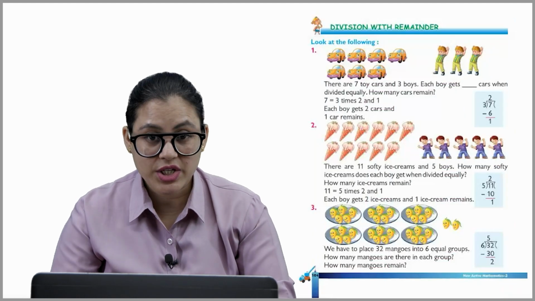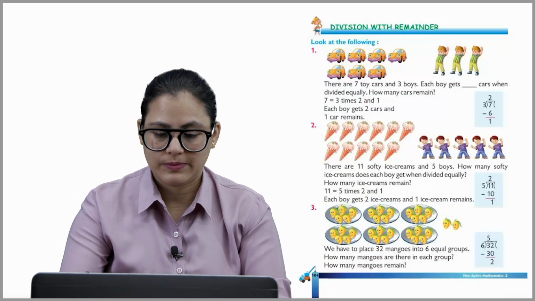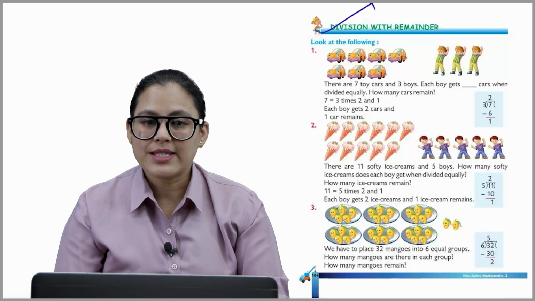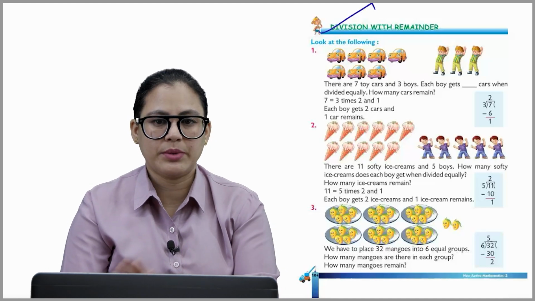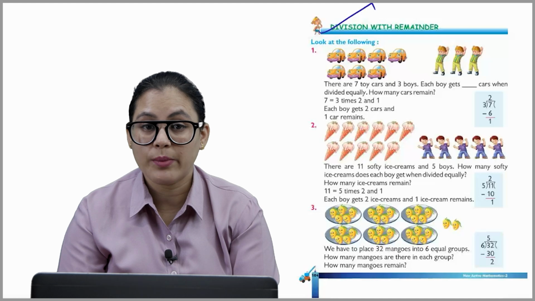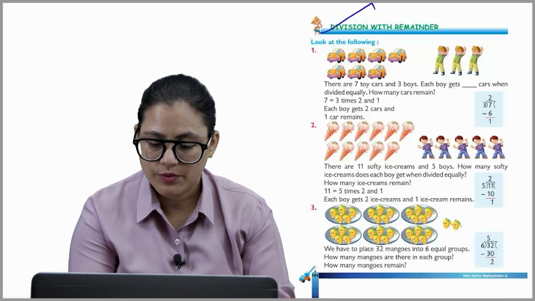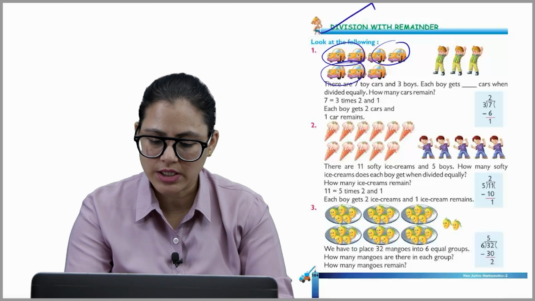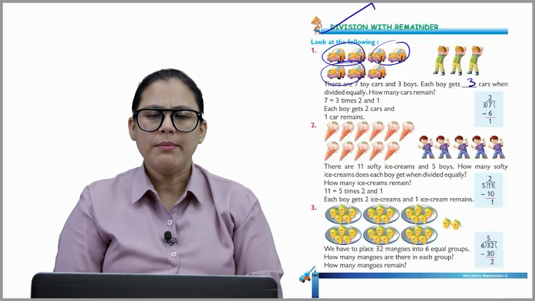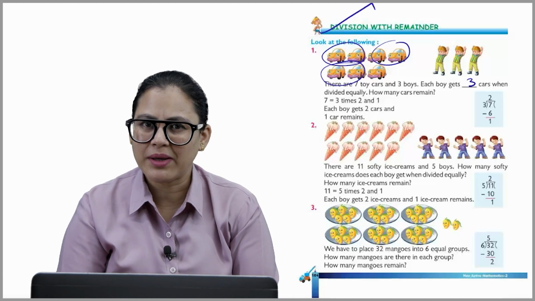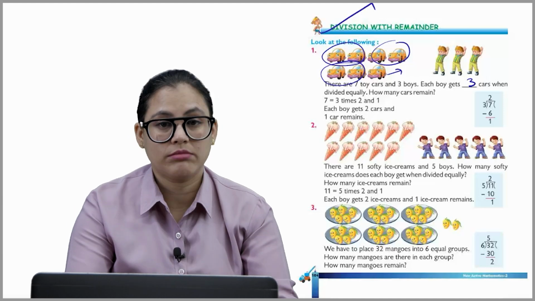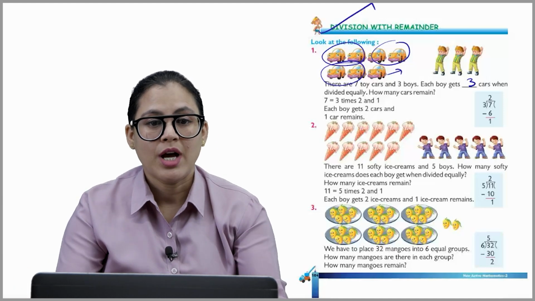Now, division with remainder. Look at the following. There are 7 toy cars and 3 boys. Each boy gets how many cars? See, 1 group, 2 groups and 3 groups. So, each boy gets 2 cars when divided equally. But how many cars remain? Okay, there is 1 car left, which is remaining.